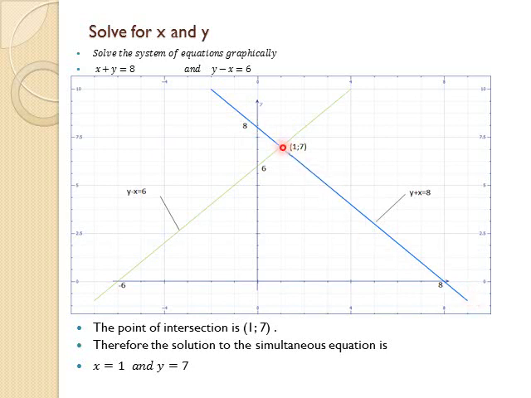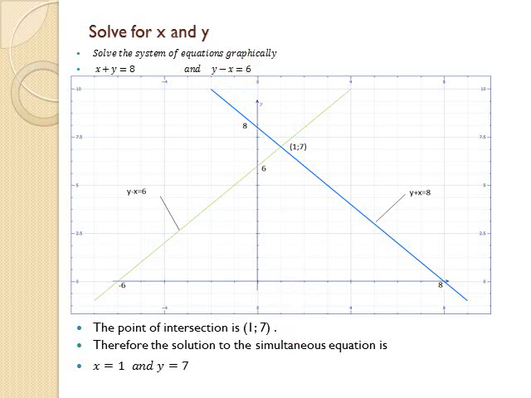There, where the two lines meet, is where the two equations are equal to each other. So in this case here, if you mark off, that is 1 and 7. Right? So at 1 and 7, the two graphs have the same value at that point of intersection. Therefore, the solution for the simultaneous equation, x equal 1 and y equals 7. You can test it. 1 plus 7 gives me 8. 7 minus 1 gives me 6.